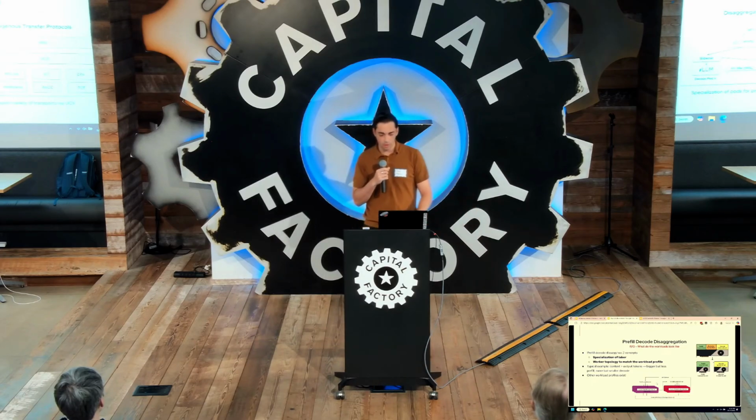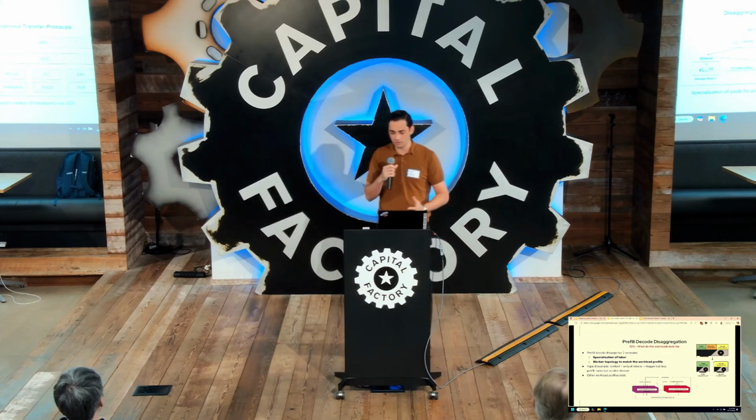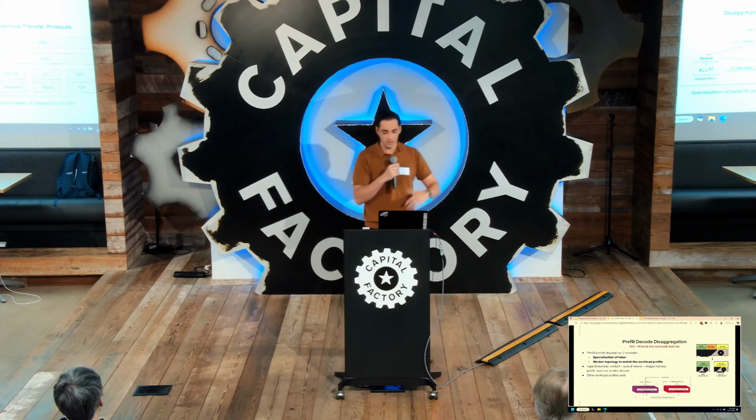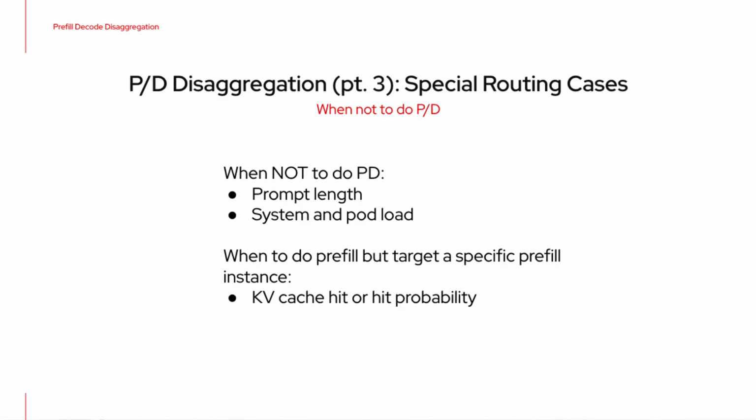And then on the right here, we're just kind of showing the networking that happens here. The API layer is Nixel. Underneath that, we have UCX, and then we have the different transports that support that. Okay, so why wouldn't you want to do PD when you have PD deployed? Well, imagine a case where you have a prompt that has like 10 tokens. It's very small.